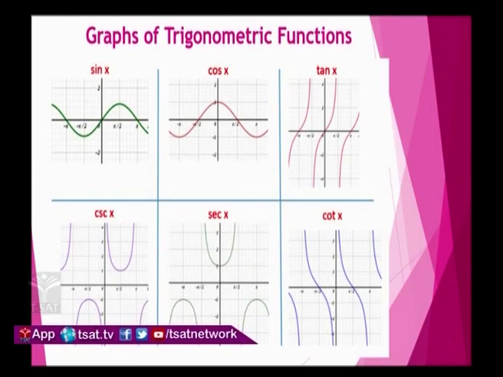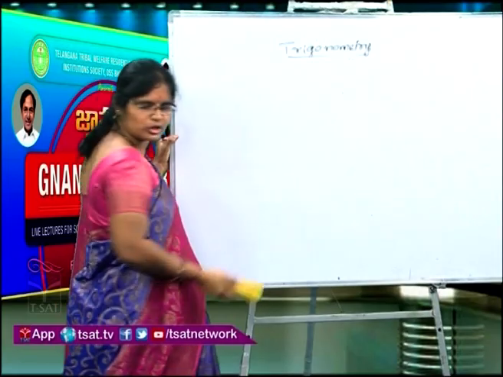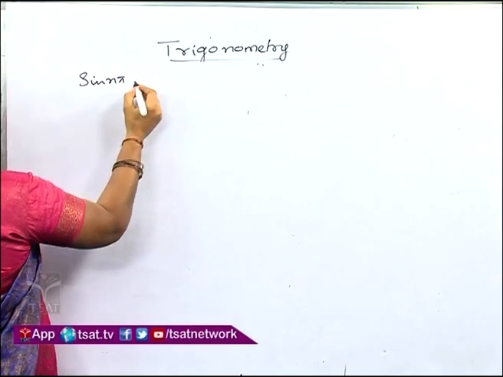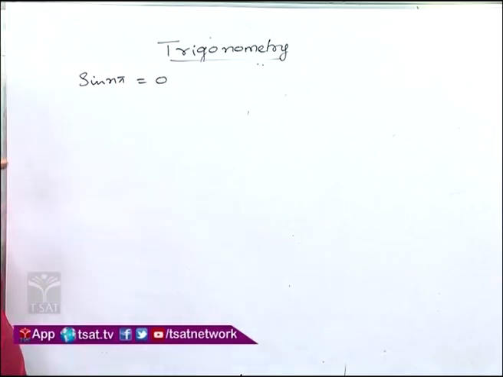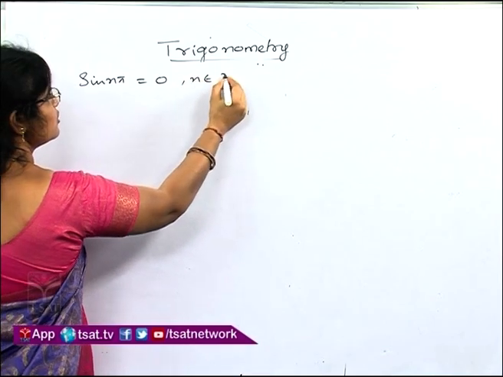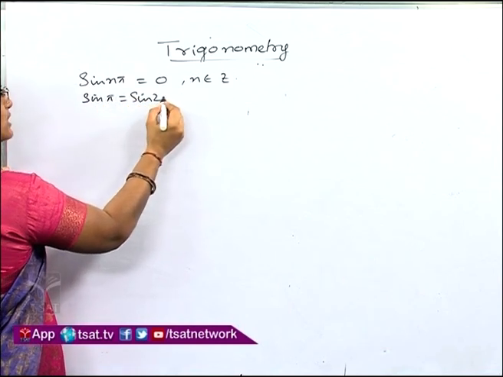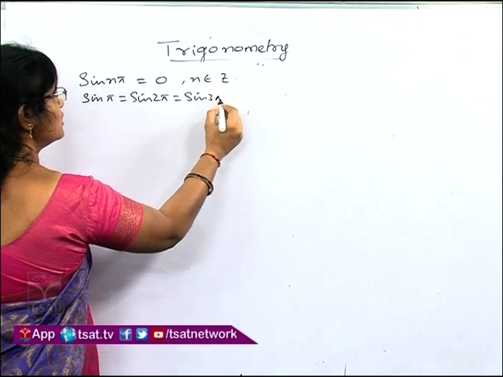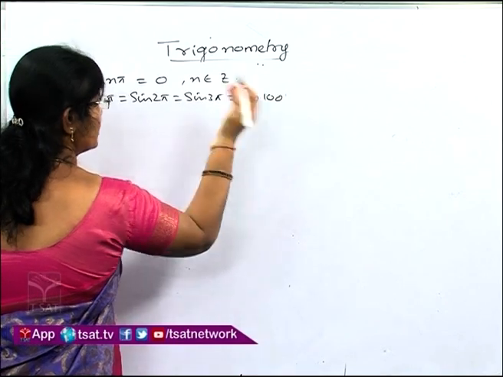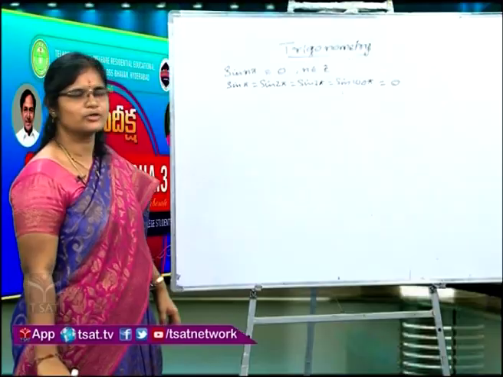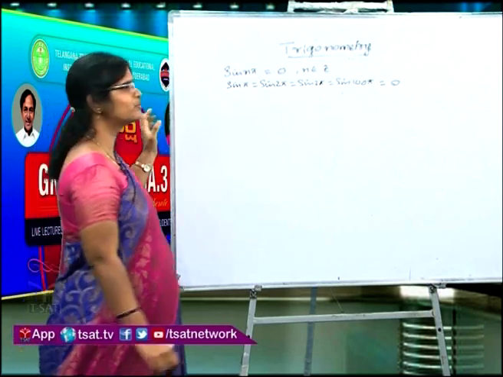Now, one more important note I want to tell you, that is sin n pi is always 0, children. Sin n pi equal to 0. You remember this, where n belongs to Z. So, that is nothing but sin pi equal to sin 2 pi equal to sin 3 pi equal to sin 100 pi. Any pi if given, directly you can write it as 0 without finding. So, remember this, in higher studies it will be useful for you children.